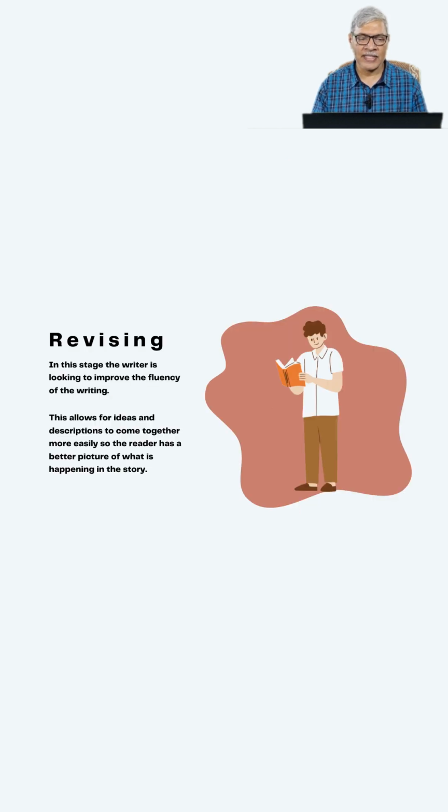Then comes the revising stage. Here you are going to improve the fluency of your writing. If you feel that your writing is not fluent enough, maybe you may have to add certain flowery words, or maybe add some academic or creative words in certain places. Once you do that, the ideas and the descriptions come together so that the reader can easily have a better picture of the story.